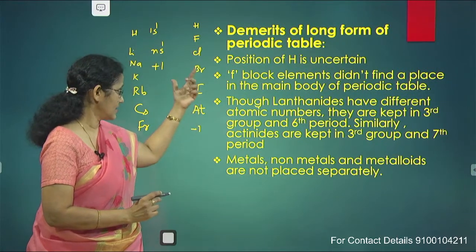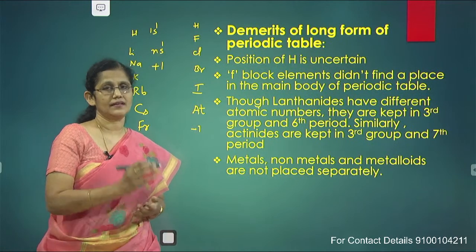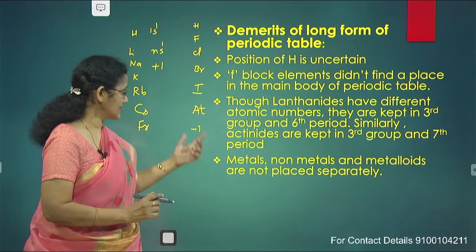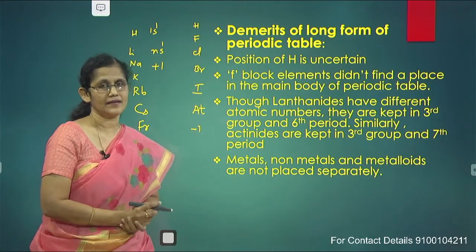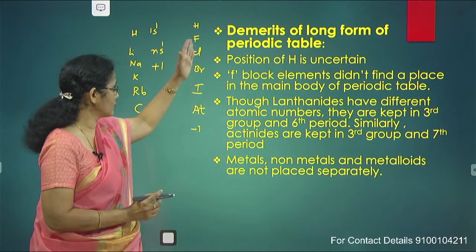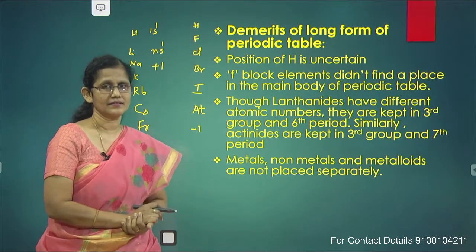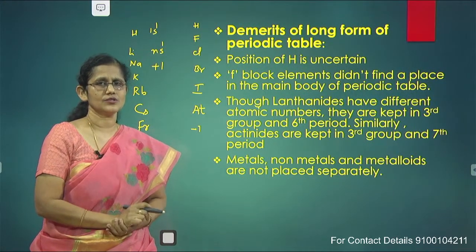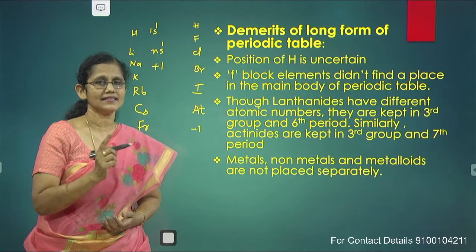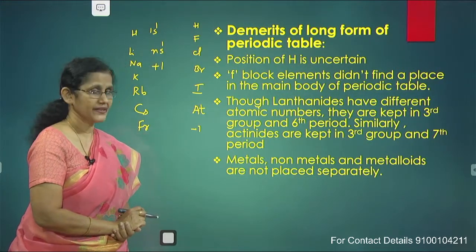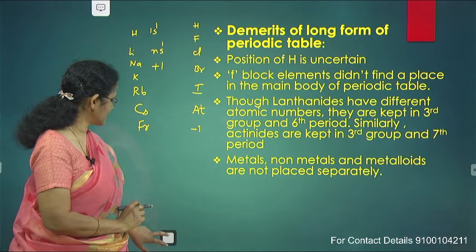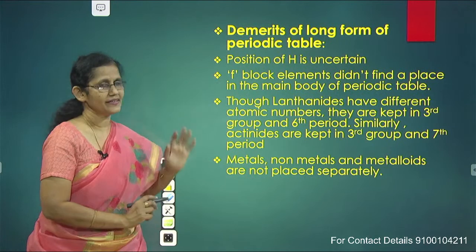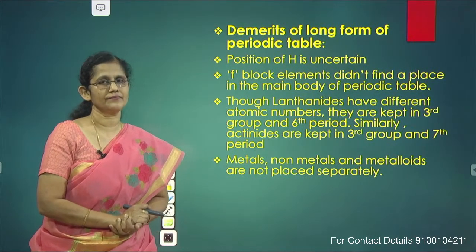Just like halogens, hydrogen is diatomic, like F2, Cl2, Br2, H2. Just like halogens, hydrogen is non-metal. Just like fluorine and chlorine, hydrogen is a gas. So in some properties it resembles halogens. So the position of hydrogen is uncertain in this periodic table, right. So we are discussing some disadvantages, demerits of long form of periodic table.